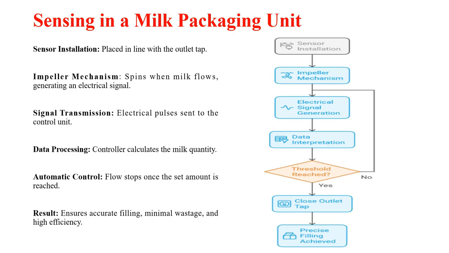Here the sensor contains impellers, that is, those are nothing but the small rotating blades. These are inside the sensor, and when the milk flows through the sensor, the impeller will spin, that is the blades will spin due to the movement of the liquid. And the speed of the rotation is directly proportional to the flow rate of the milk. If the flow is faster, then the blades will move faster.